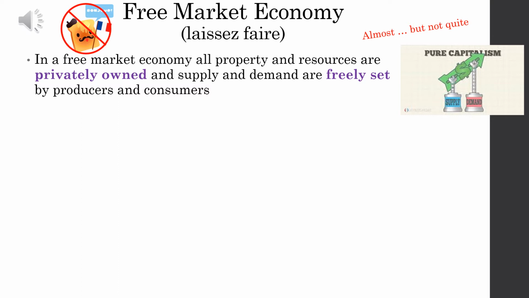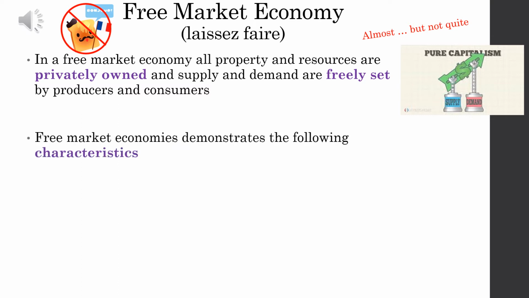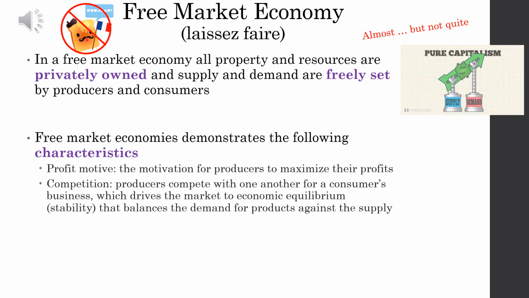So let's look for that as we talk about how free market economies demonstrate the following characteristics. We have profit motive. That's the motivation for producers to maximize their profits. In other words, how much money can I make when I produce a good and sell it to a consumer? But we also have competition. Producers compete with one another for a consumer's business, which drives the market to economic equilibrium or stability that balances the demand for products against the supply.